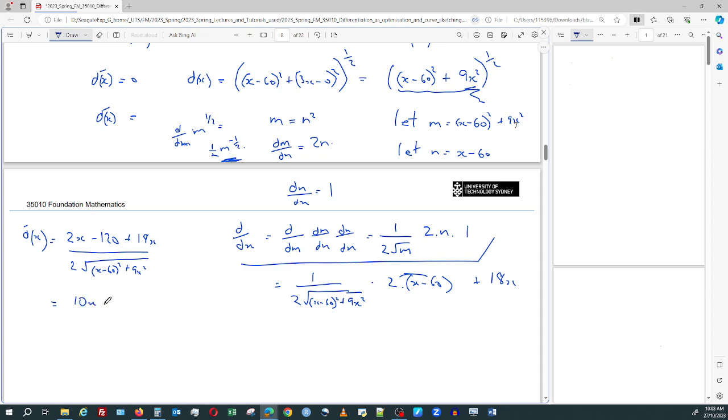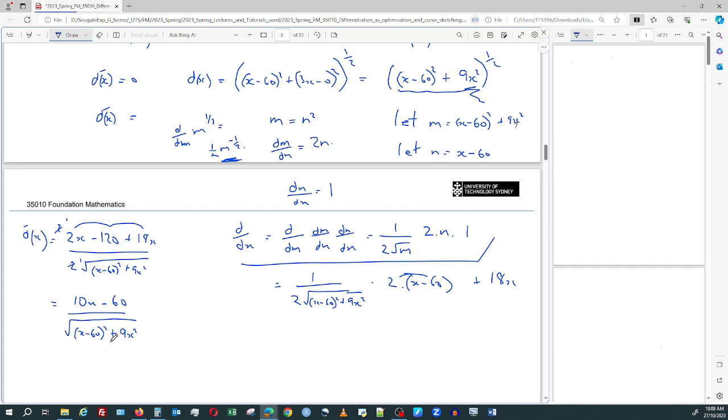10x minus 60, taking 2 out as a common factor and cancelling. So 9x plus x is 10x, and then we've got the square root only, 2's been cancelled, of x minus 60 all squared plus 9x squared. So quite an involved chain rule.